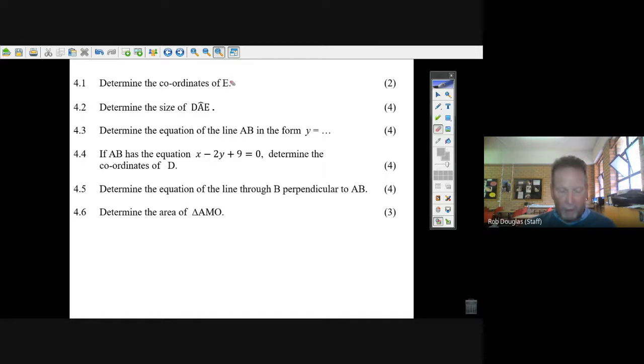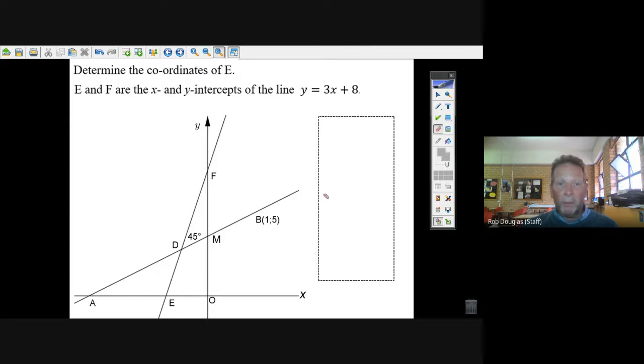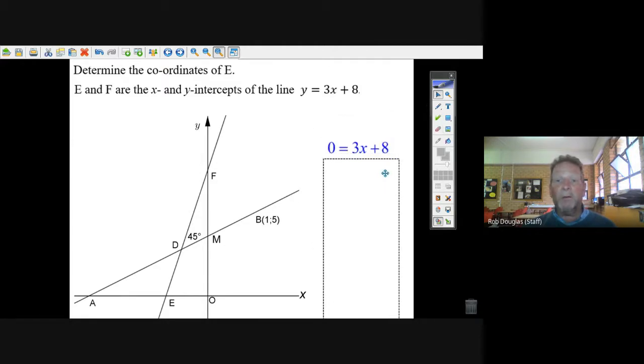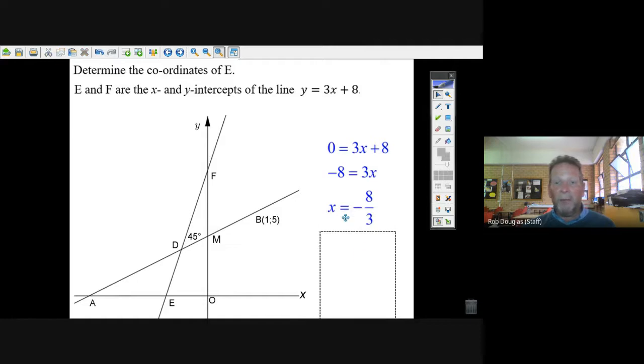Determine the coordinates of E. So here's the first one. First, you have to look at E and think, what is that? It's on this line, y equals 3x plus 8, and E is on the x-axis. So it's an x-intercept. And what do you do with an x-intercept? You let y equal 0. That's the key. Now you just subtract 8, you divide by 3, and you've got the x-intercept, minus 8 over 3.